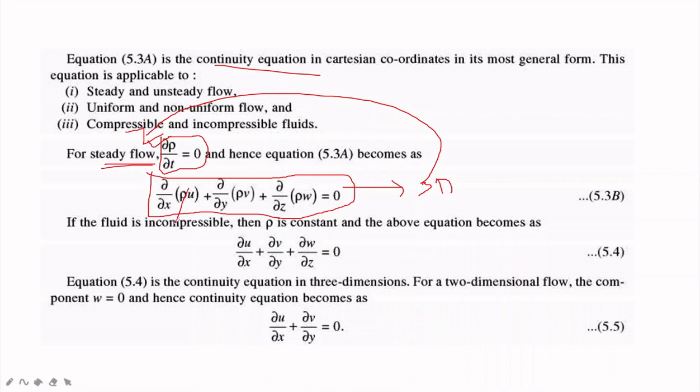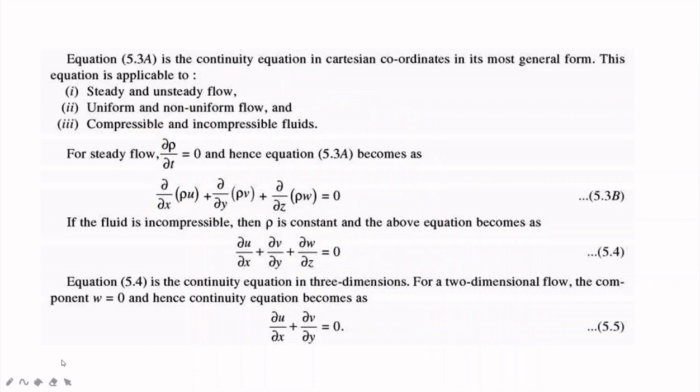So this you will not get. It is constant, so it will be cancelled, right? So ∂u/∂x + ∂v/∂y + ∂w/∂z = 0 for incompressible fluids. So this is the continuity equation in 3D for incompressible flow. You have to remember the equation.